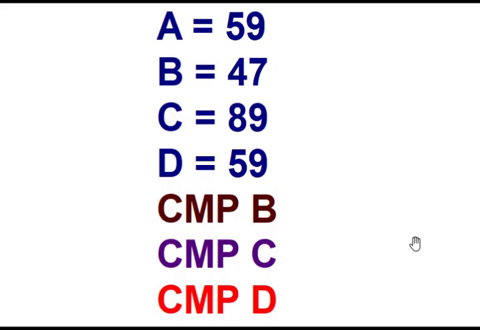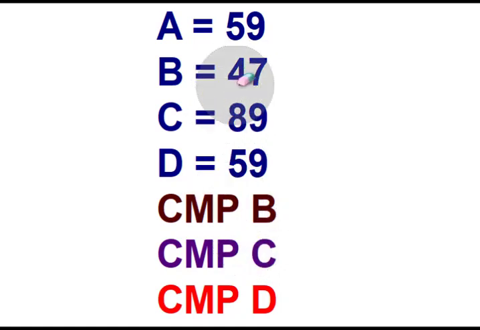The next logic instruction we will see is the compare instruction. For studying that, we'll load some numbers in registers A, B, C, D. Here we are loading 59 in A, 47 in B, 89 in C, and 59 in D. And this CMP instruction, what does it do? CMP B compares the contents of register A with B. CMP C compares the contents of register A with C, and of course CMP D compares the contents of register A with D. So we can compare the content of any register with register A.